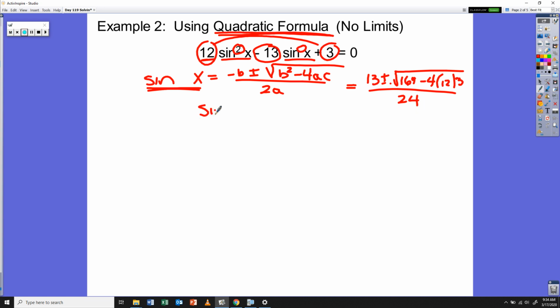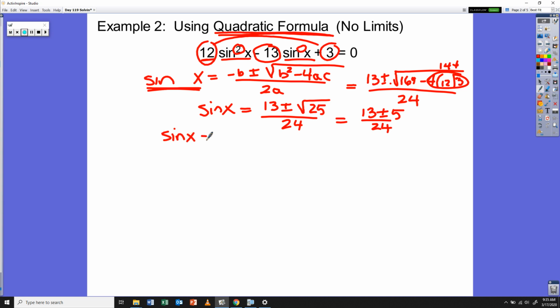So the sine of the angles that we're looking for are going to be 13 plus or minus the math inside of here, 4 times 12 times 3 is 144. And when you subtract that from 169, you're getting 25. And the square root of 25 is 5. So we have 13 plus or minus 5 divided by 24. So that means I'm looking for angles whose sine values are 13 plus 5, 18 over 24. And I'm also looking for sine values that are 13 minus 5, which is 8 over 24.